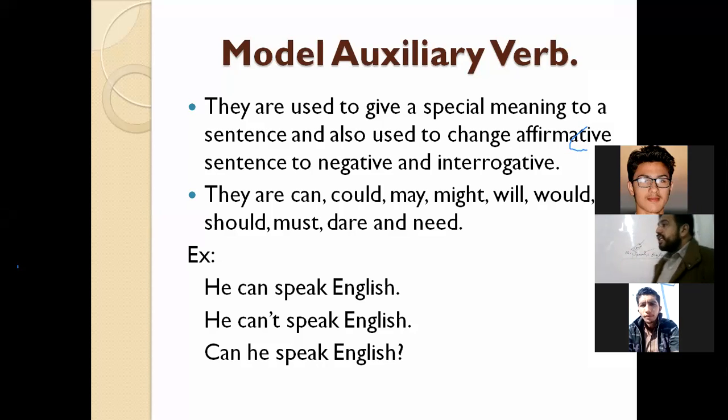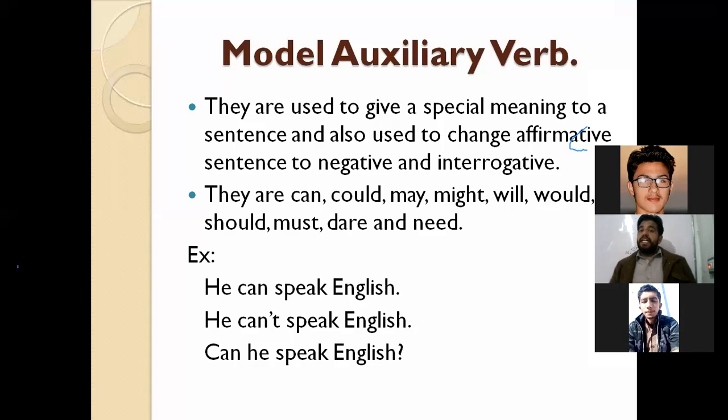So the same is the case with a normal sentence. If you say he speaks English, the meaning is one. But if you say he can speak English, the meaning is totally different. The meaning is actually changed. So modal auxiliaries perform one function: they change the meaning of a sentence. They create a new meaning in a sentence.